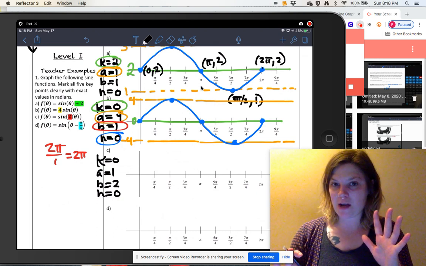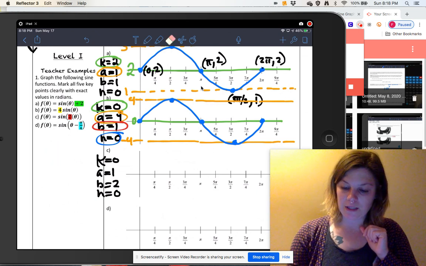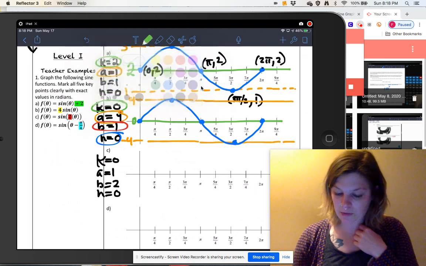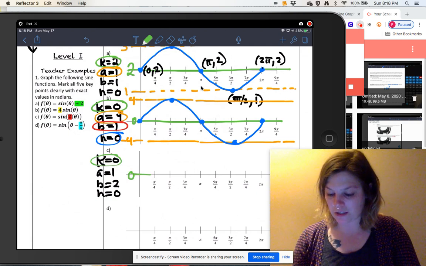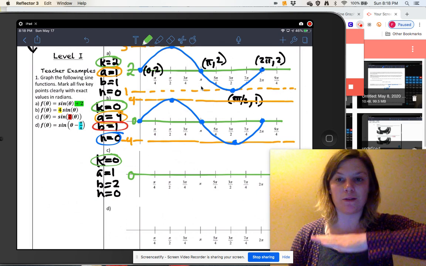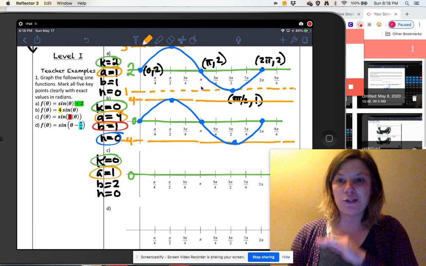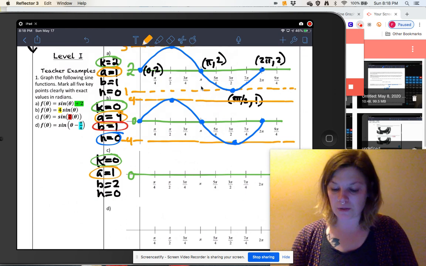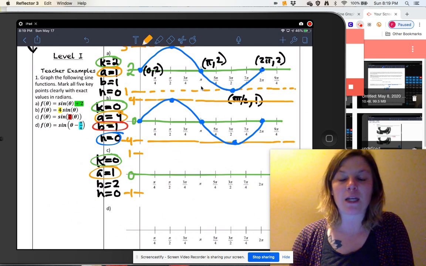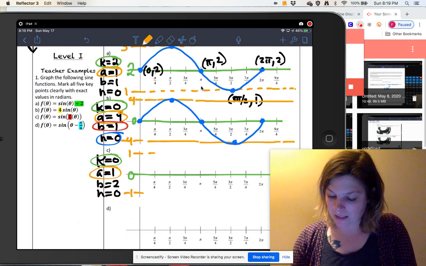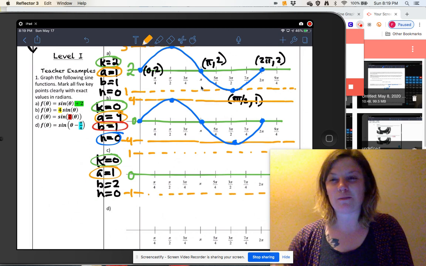So keep your eyes peeled on this. We got this. We're going to do it. We can do it. Starting at k equals 0, same as the last one, it means that our middle line is just what we would expect. It's right at 0, no change. And then we have an a value of 1. That's neutral, right? That's like a normal unit circle. So that means we would go up 1 and down 1, just like the sine graph we were making at the beginning of this.